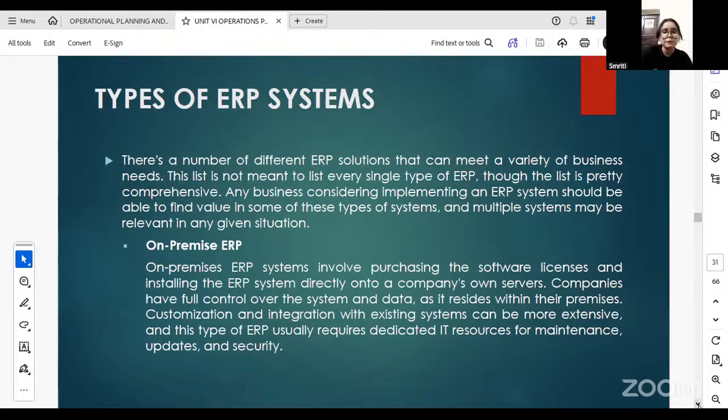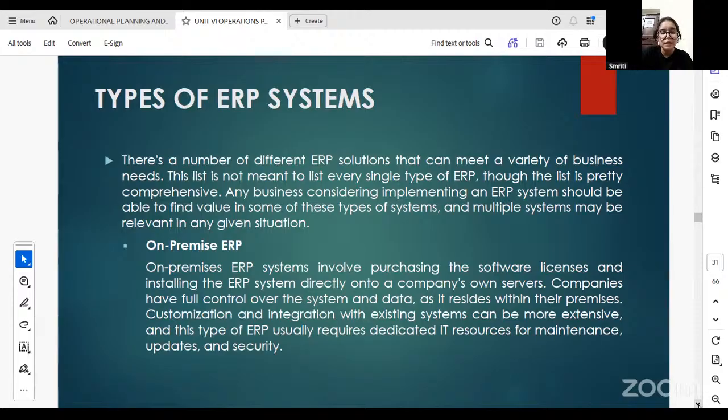Types of ERP. Types of ERP systems. There's a number of different ERP solutions that can meet a variety of business needs. This list is not meant to list every single type of ERP, though the list is pretty comprehensive. Any business considering implementing an ERP system should be able to find value in some of these types of systems, and multiple systems may be relevant in any given situation.